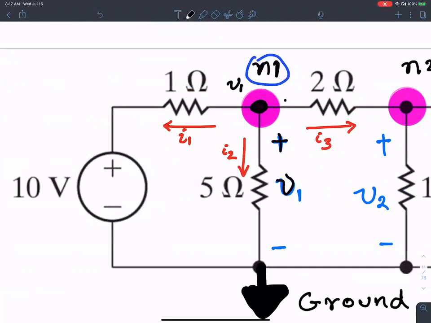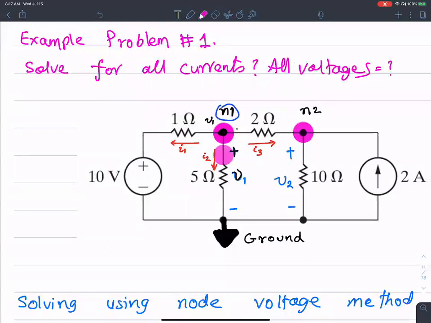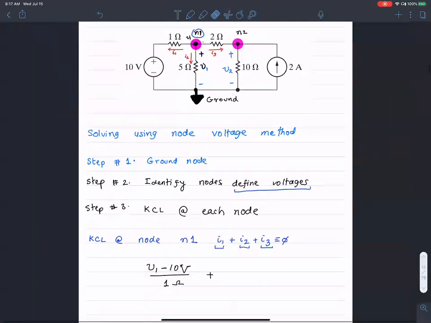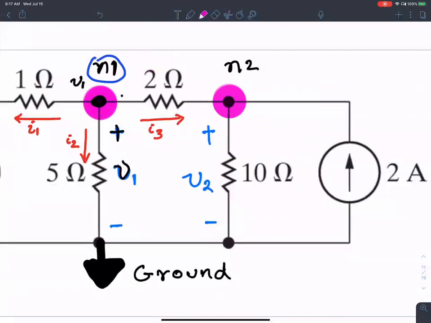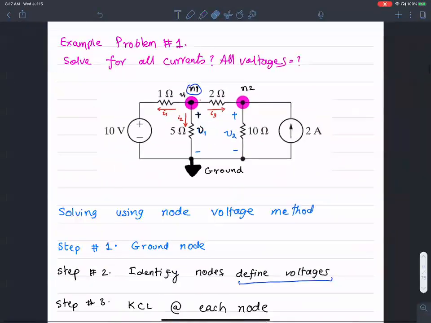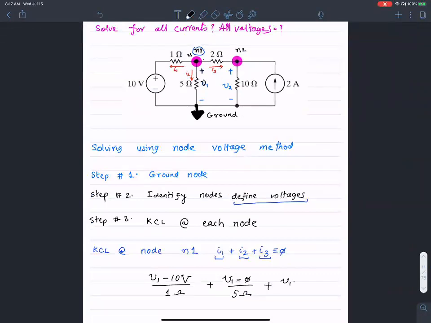V1 minus zero. V1 is the voltage at that end, minus zero is that voltage. So V1 minus zero over 5 ohms will give me the current going south through the 5 ohm resistance. Then there is an eastbound current through the 2 ohm resistance. That's simply going to be the voltage here minus the voltage there, which is V1 minus V2, over that resistance, 2 ohms, equals zero. So that's KCL equation number one at node N1.